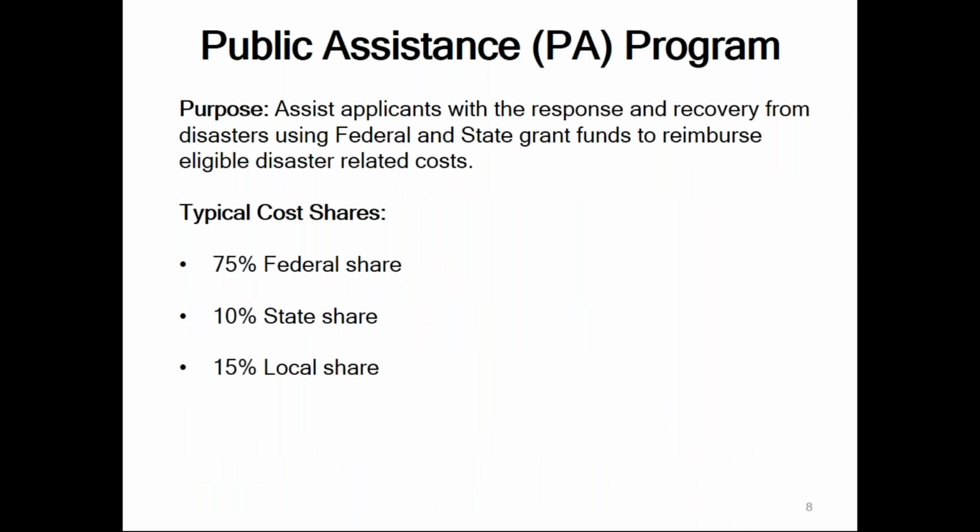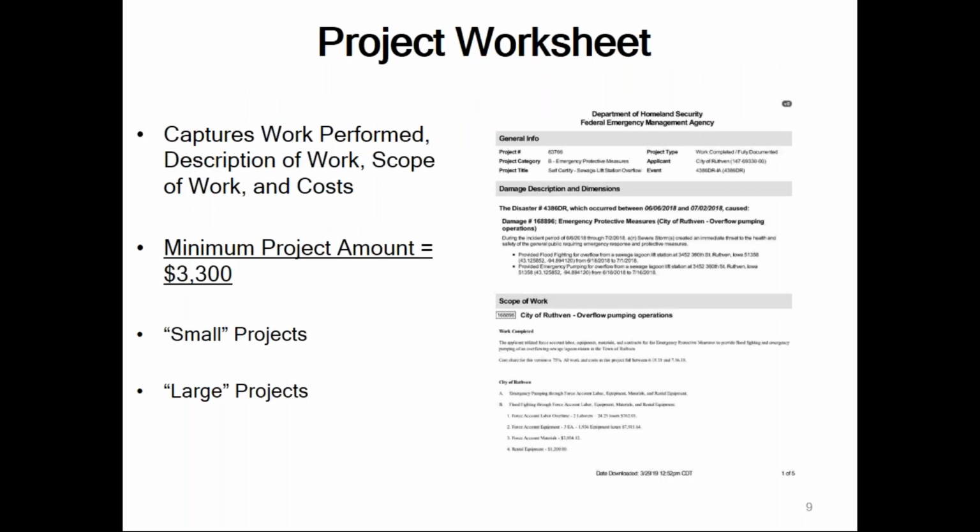The public assistance program is a cost share. This federal grant has three cost shares: 75% federal share, which leaves a 25% non-federal share. Of that 25%, 10% is the state share, and 15% is the local share that you as the local applicant would absorb.